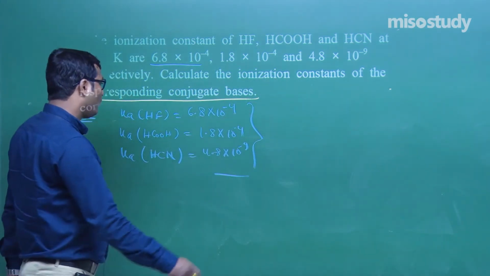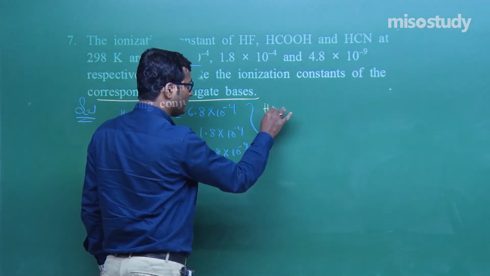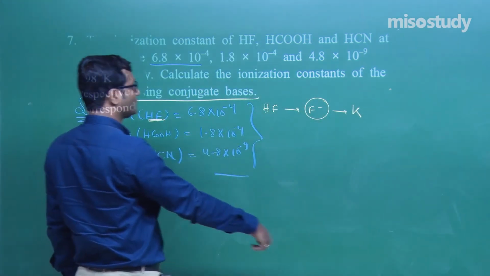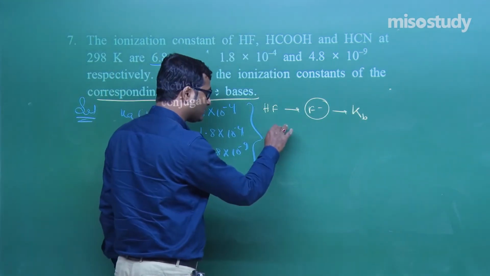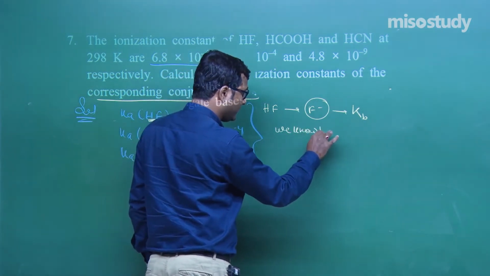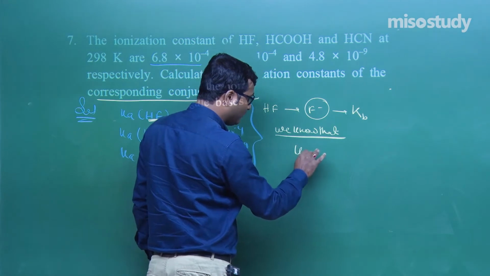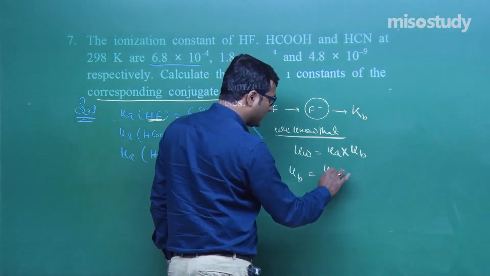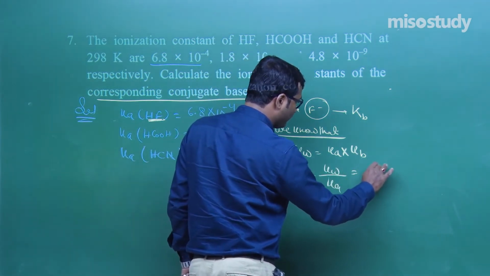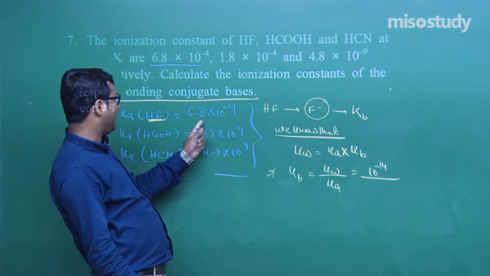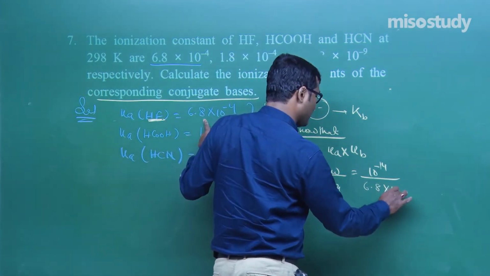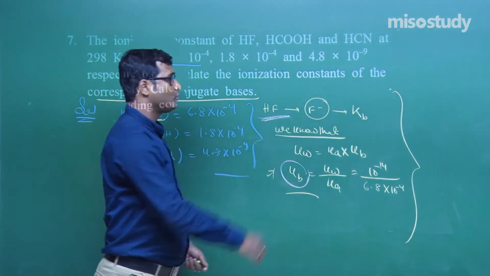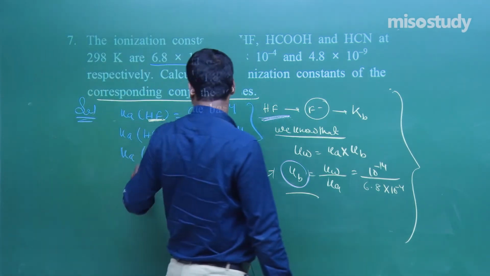It's very simple. We know the conjugate base of HF is F minus. We have to find out the ionization constant, that is Kb. We know that Kw is equal to Ka into Kb, so Kb is equal to Kw upon Ka. We know the value of Kw, 10 to the power minus 14, and Ka, that is 6.8 into 10 to the power minus 4. This is the first part. You got the value of Kb of the conjugate base of HF. Now let's move to the next one, HCOOH.